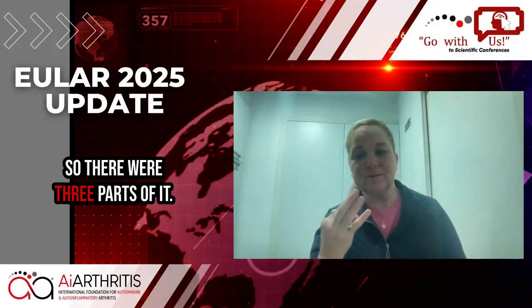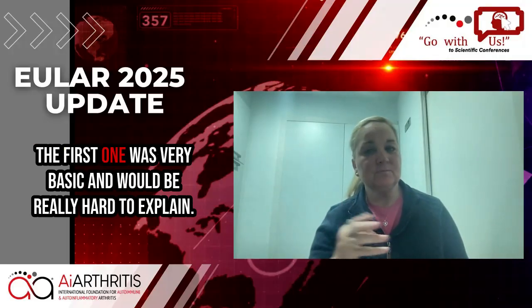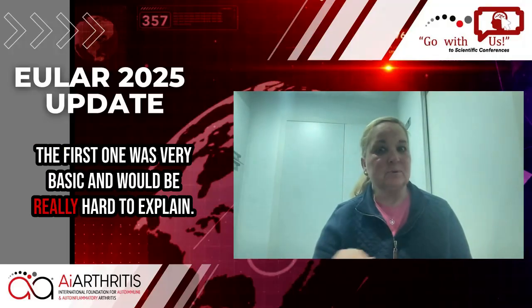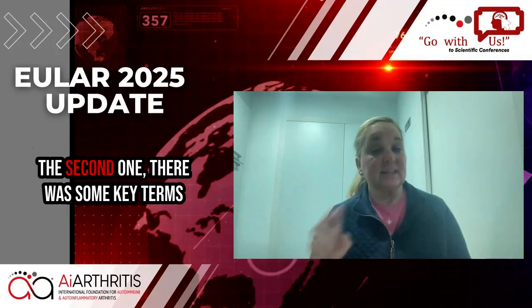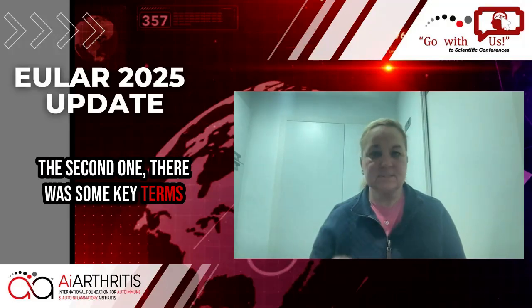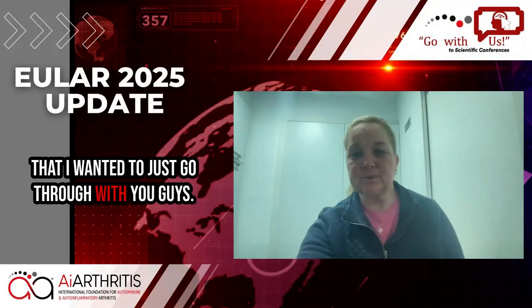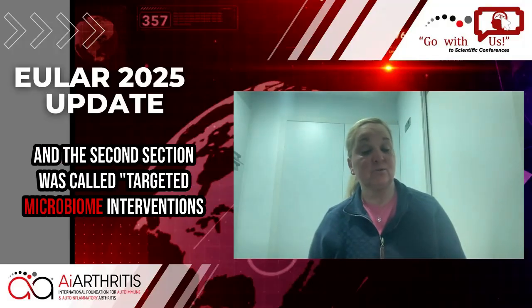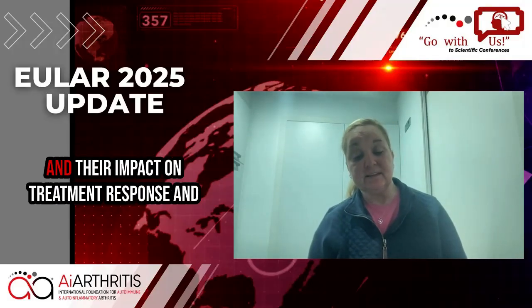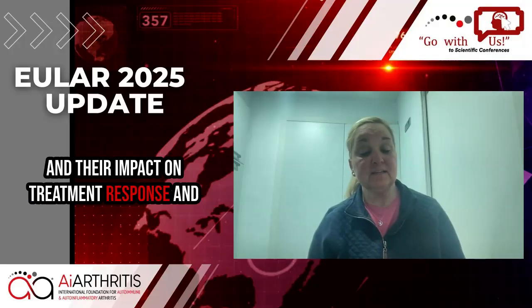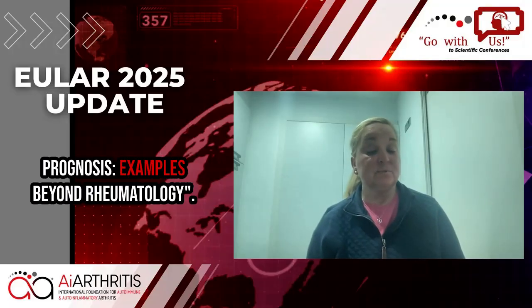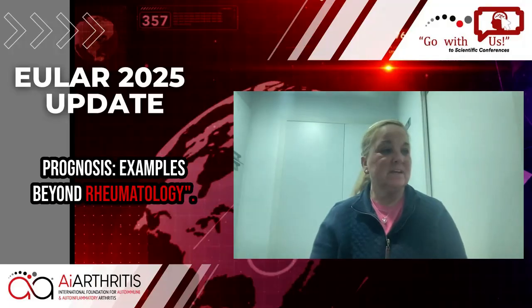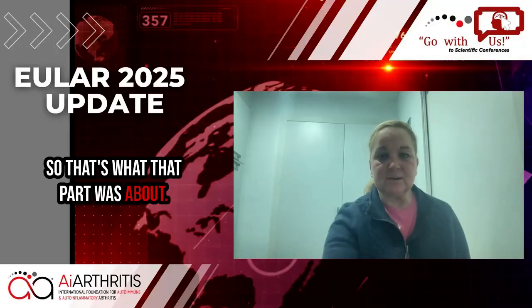So there were 3 parts of it. The first one was very basic and would be really hard to explain. The second one, there were some key terms that I wanted to just go through with you guys. And the second section was called Targeted Microbiome Interventions and Their Impact on Treatment Response and Prognosis, Examples Beyond Rheumatology. So that's what that part was about.